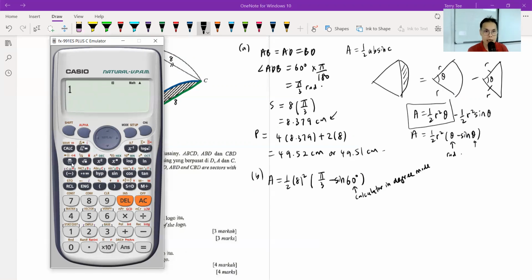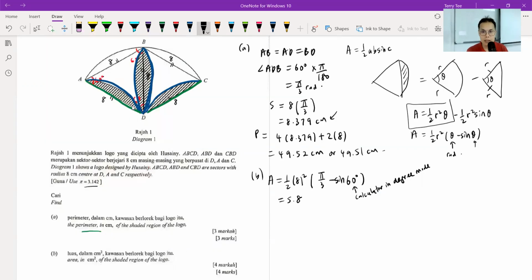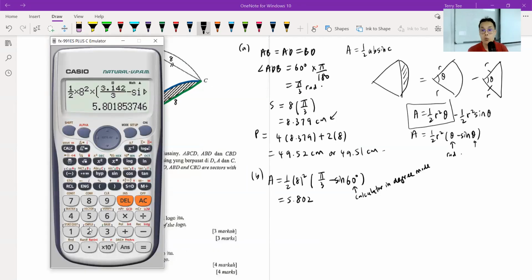I'm going to type in half. The radius is 8, I square it. Your theta in this case is pi over 3. And please remember not to use calculator pi. We have to follow instruction. Use 3.142, yeah? Divide by 3. Then you minus sine 60, okay? Calculator in degree mode. There you go, 5.802.